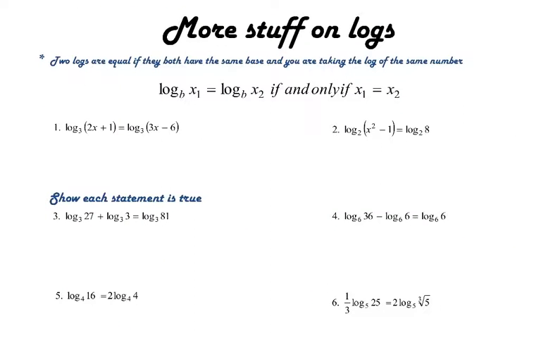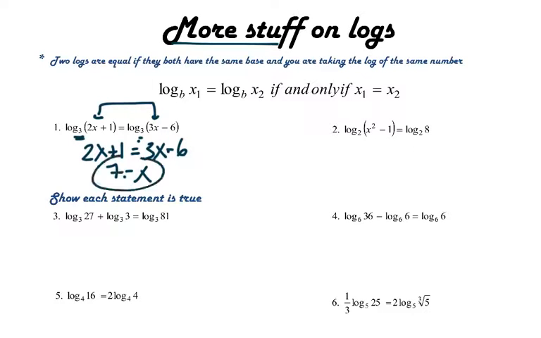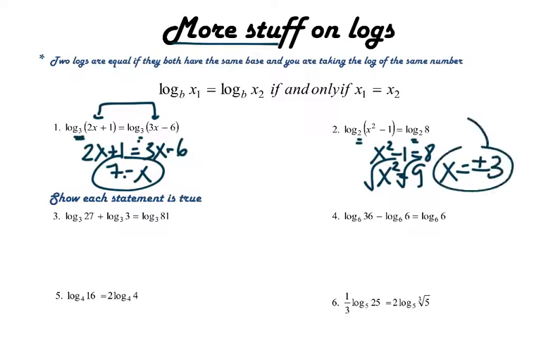We're going to go to the next page too with just some more stuff on logs. And a lot of this is just really intuitive. Logs are equal if you have the same base, like here, and you're taking the log of the same thing. So 2x plus 1 has to equal 3x minus 6, so x has to equal 7, right? Here the bases are the same, so we would set x squared minus 1 equal to 8. Now here, when we square root both sides, we are going to have both plus or minus because they both work to give me positive 8.